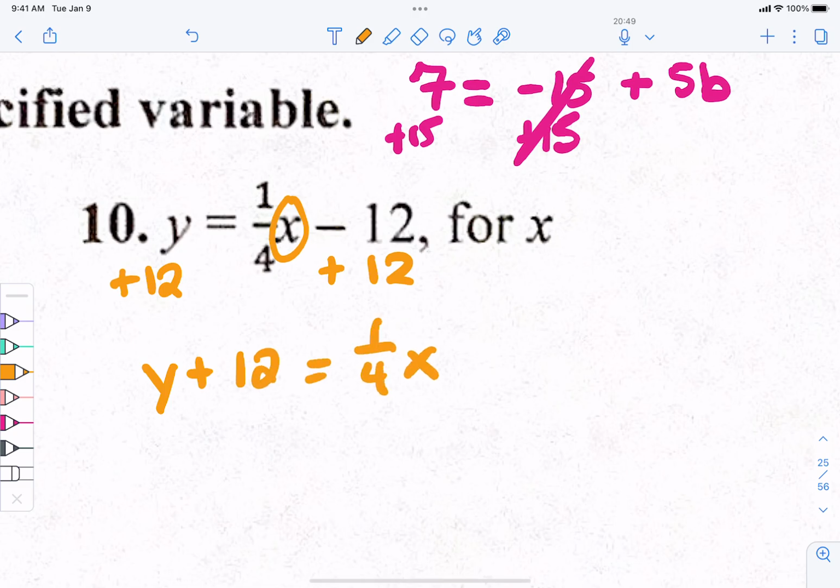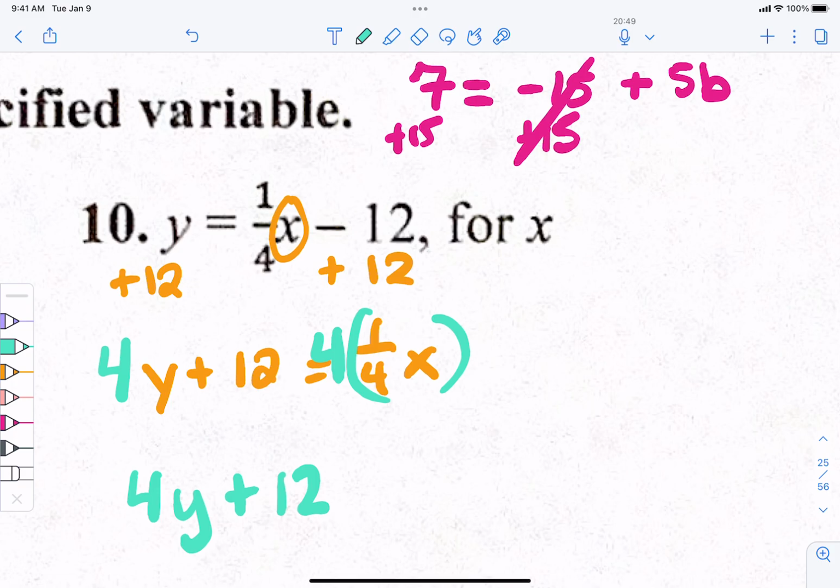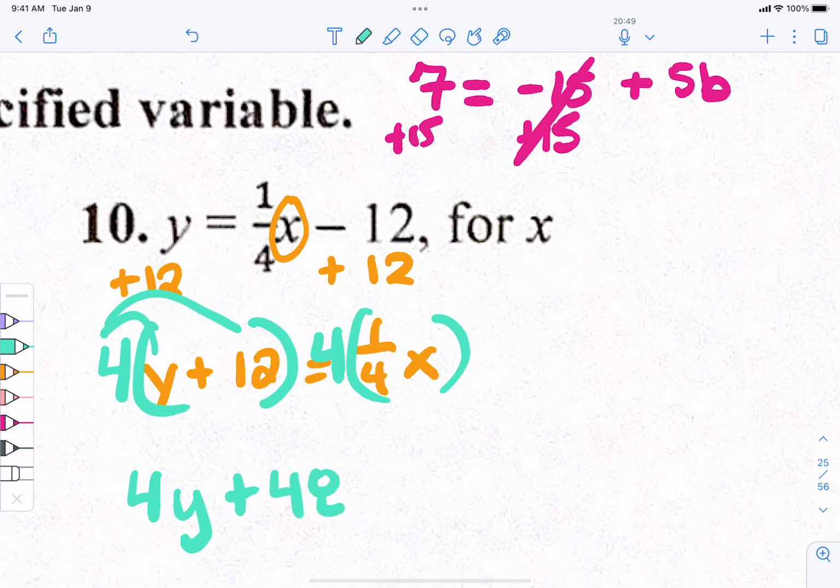1/4 x. 1/4 is being multiplied by x, so typically you want to divide by 1/4, except Jack says, no, let's multiply by 4, right? 1/4 times the reciprocal would be times 4, right? But if I do that, I have to multiply by the other side. If you have 4y plus 12, you have to multiply the 4 through. So this is 4y plus 48 equals x.